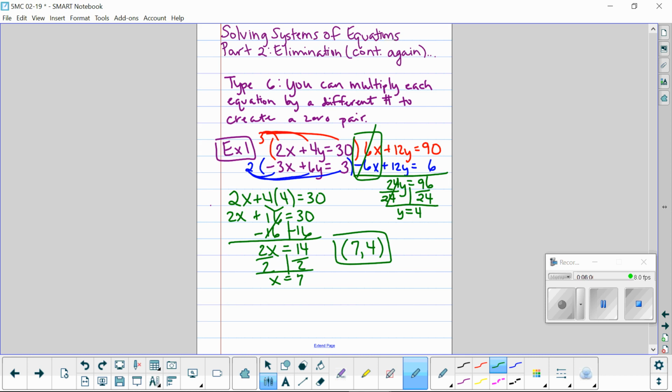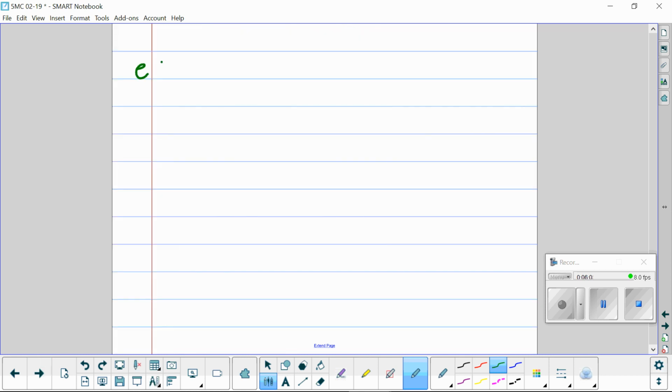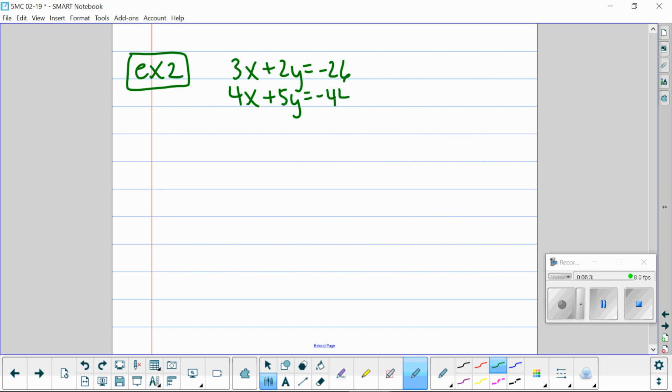So let's see another example. Example 2 is 3x plus 2y equals negative 26, and 4x plus 5y equals negative 44.